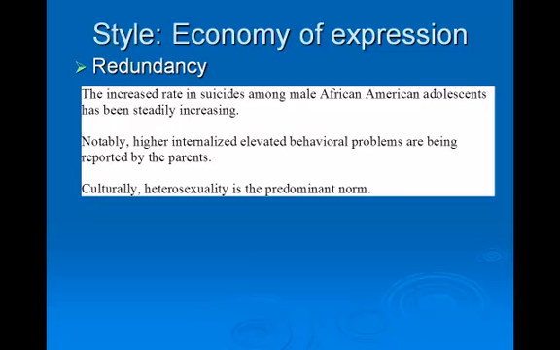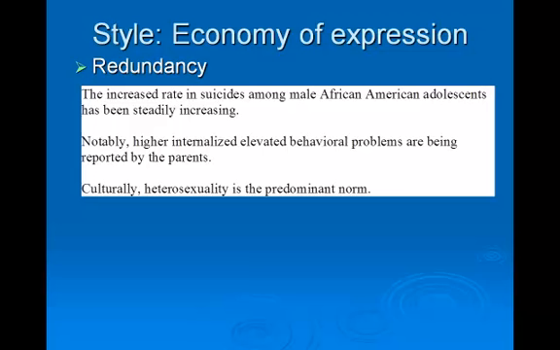The next one, notably, higher internalized, elevated behavioral problems are being reported by the parents. So again, you got to parse away the stuff that's distracting to you and go, so we're looking at behavioral problems. Okay, so we're looking at problems. They're internalized behavioral problems, and they're higher and they're elevated. How are higher and elevated different? They're not. They're saying the same thing.